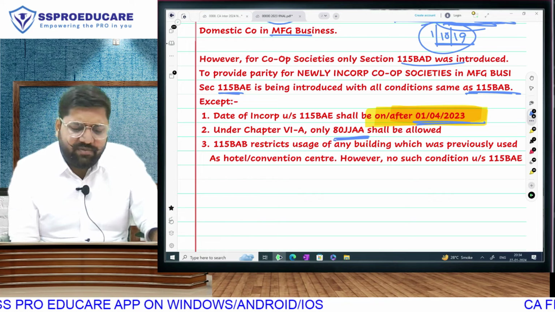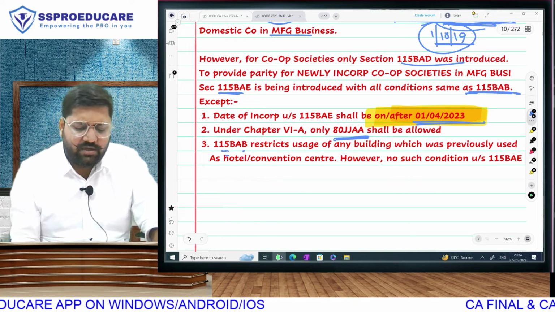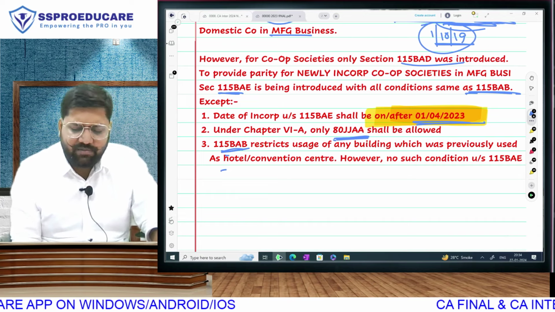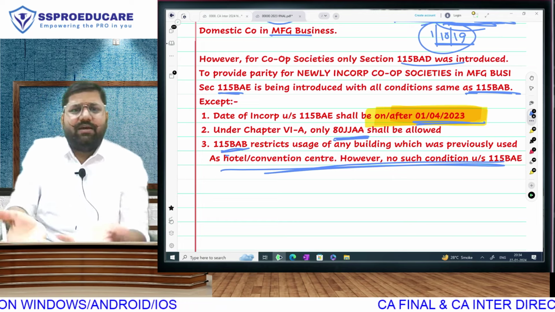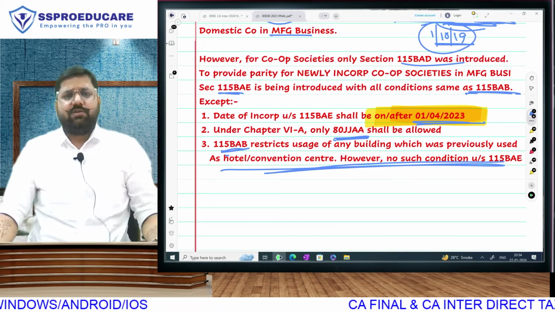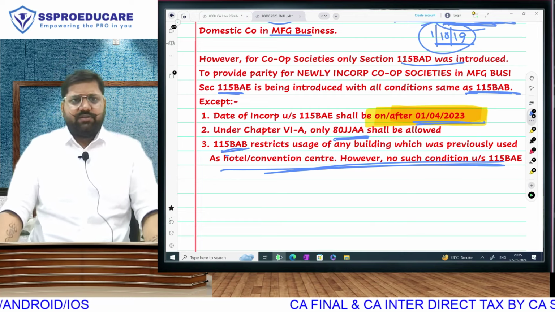And in 115BAB, there was a restriction that you should not be using any building which was earlier used as a hotel or convention center. But in BAE, there is no such condition. Anyways, to be very honest, in BAB, the line that they have written is illogical. It has got nothing, it is of no use. It is an illogical line in any case. So you can ignore that line any which way if you want.